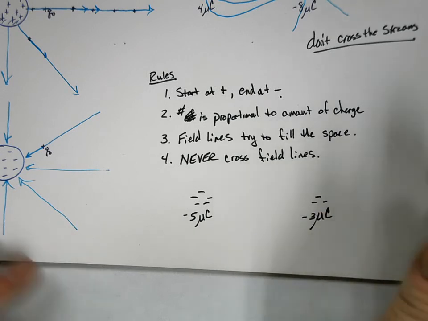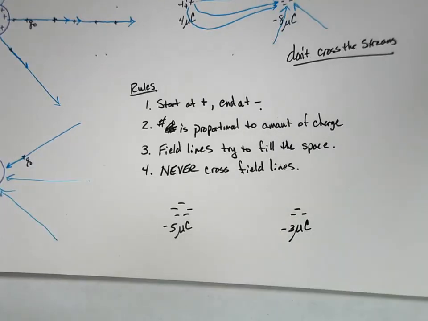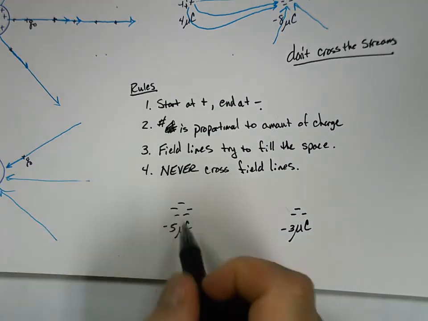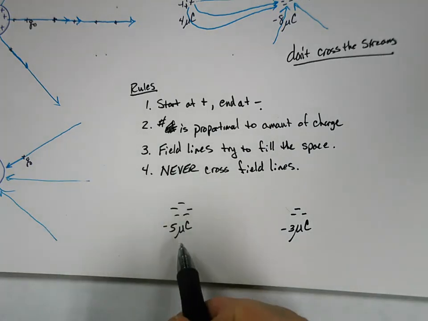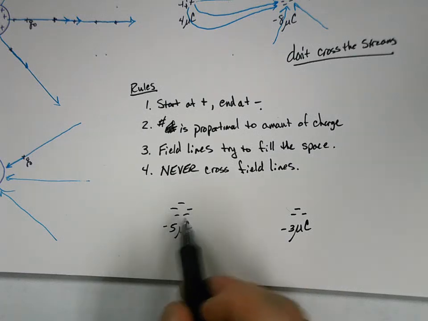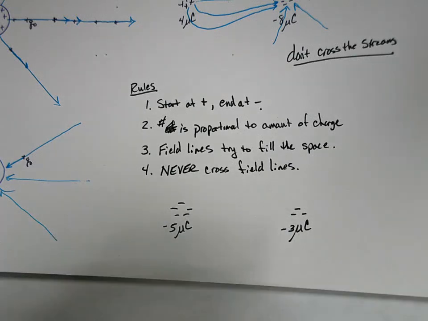Okay, what's that going to look like? What would the field lines be between a negative 5 microcoulomb charge and a negative 3 microcoulomb charge? From the outside. Draw it. You guys practice. Draw this.